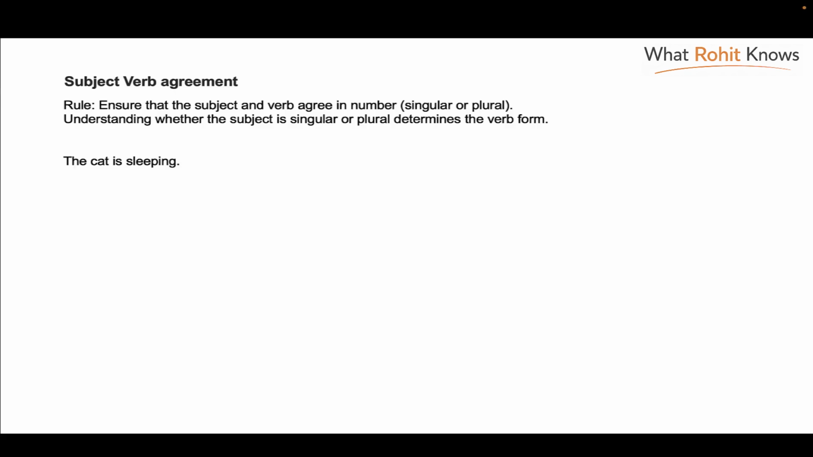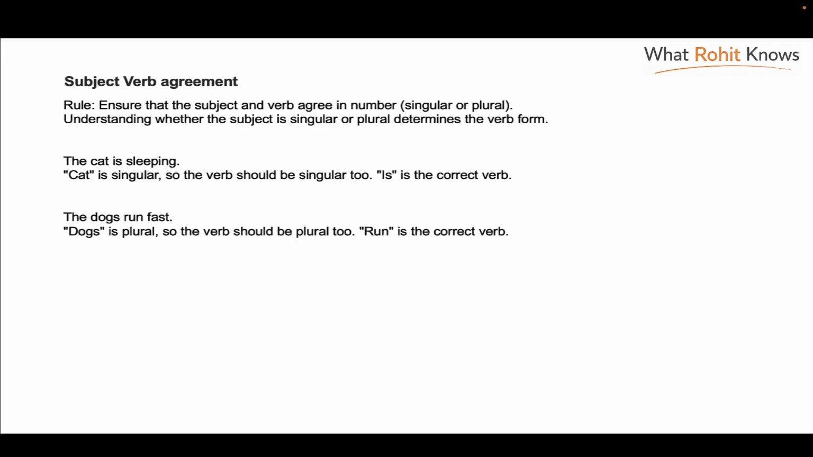The cat is sleeping. So we can't say the cat are sleeping. The cat is sleeping. So that's why cat is singular, and is, that is the singular form of the verb. So that's how. The dogs run fast. So dogs are plural, so we use run. If it was the dog, just a singular dog, then what we will have? We will have runs. The dog runs fast. So usually the S goes after the verb when the subject, it is singular. So if it was a singular subject, the dog, we will have runs.